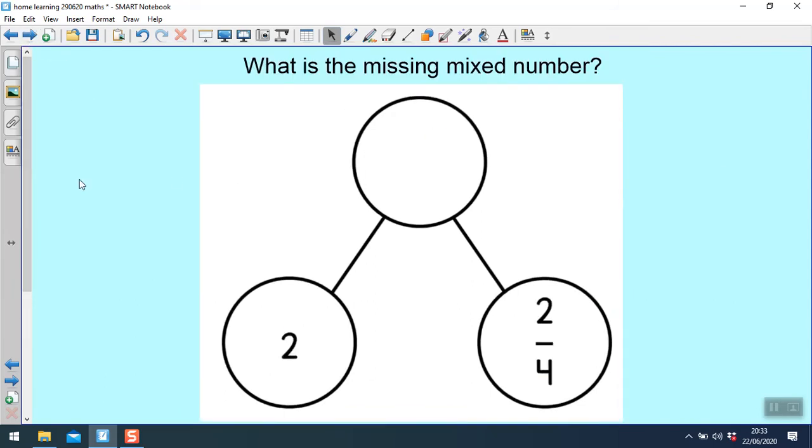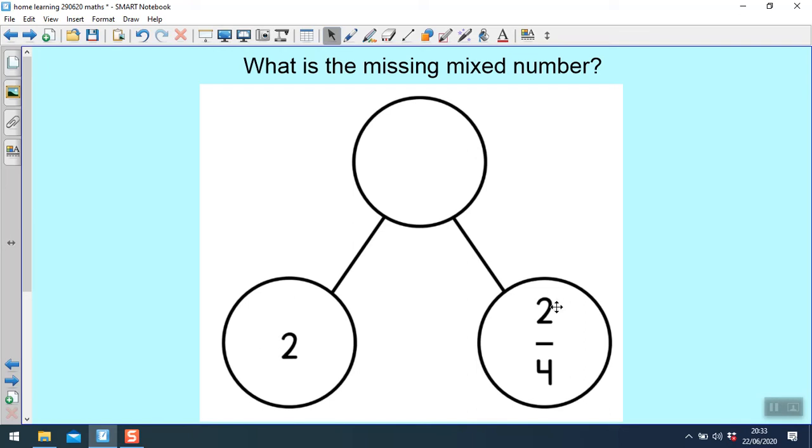What is the missing mixed number? So again, we've got a part whole model. I've got 2 parts and they add together to make a whole. And what is the missing mixed number? Remember, a mixed number is where you've got a whole number and a proper fraction next to it. So don't just write an improper fraction. Pause the video while you do this, remembering to simplify your fraction.